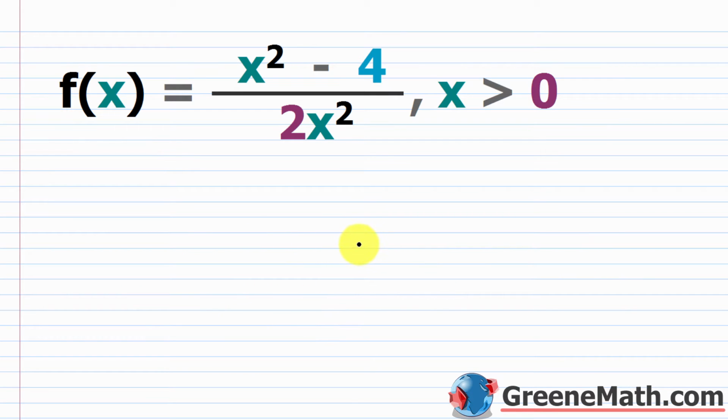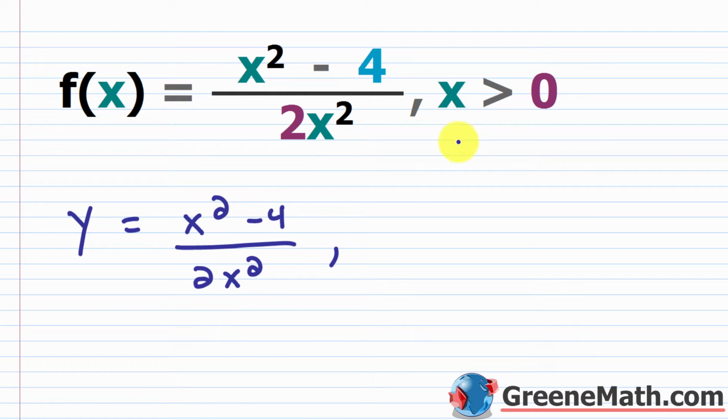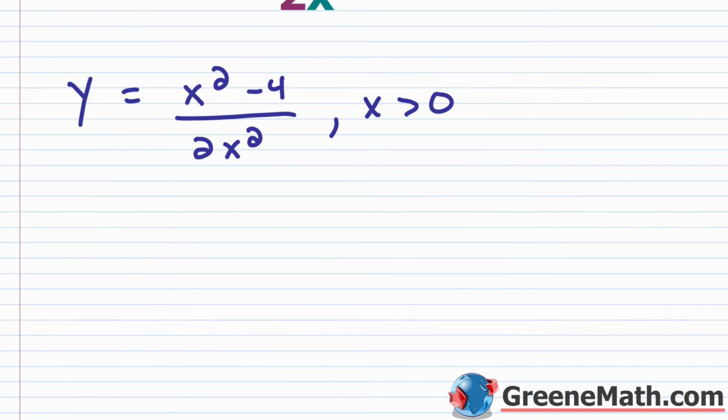Let's think about this. The first thing I want to do if I'm finding the inverse is replace f of x with y. So y is equal to (x squared minus 4) over 2x squared, and I'm specifically going to say that x is greater than 0. From here, I want to swap my x's and my y's. In other words, I have a y here, this will become an x. I have an x here, this will become a y. And I have an x here, that'll become a y.